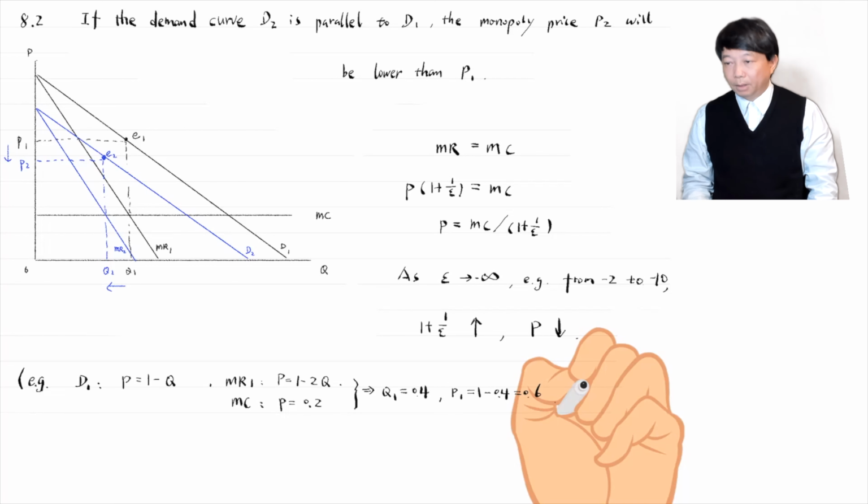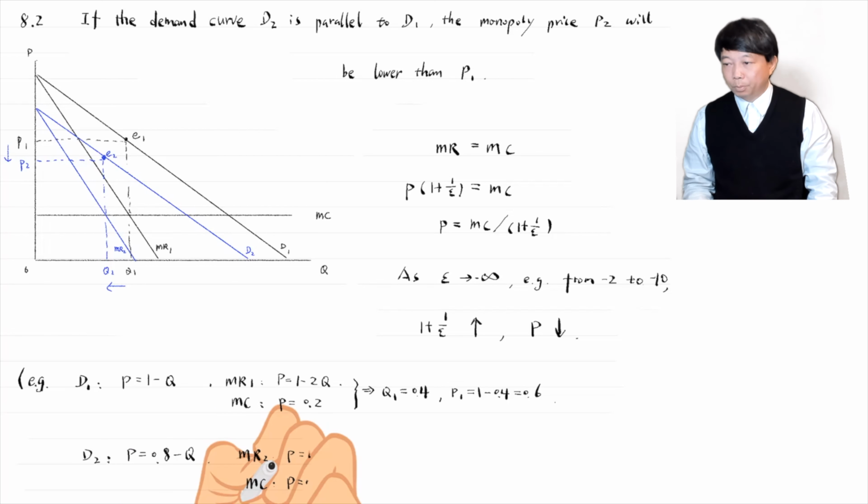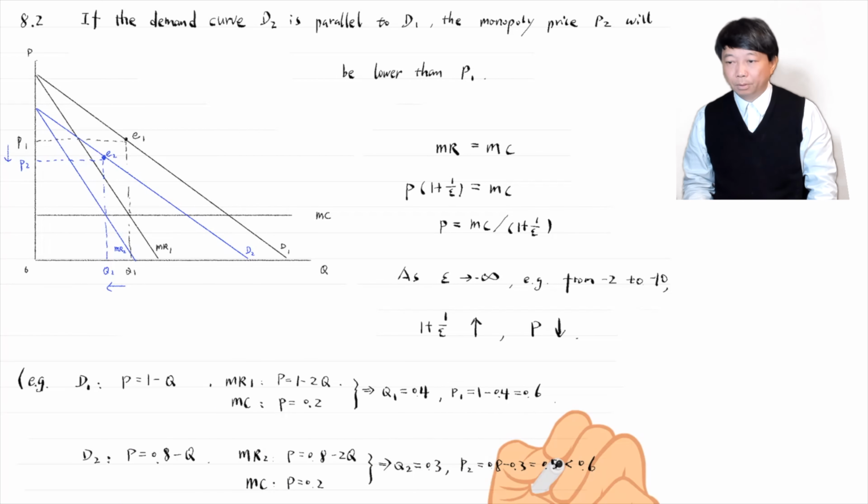Assuming the demand curve shifts to the left by 0.2, the new inverse demand function is P equals 0.8 minus Q, and the corresponding marginal revenue is P equals 0.8 minus 2 times Q. Equating marginal revenue and marginal cost functions gives the new monopoly quantity of 0.3 and price of 0.5. The monopoly charges a lower price than before.